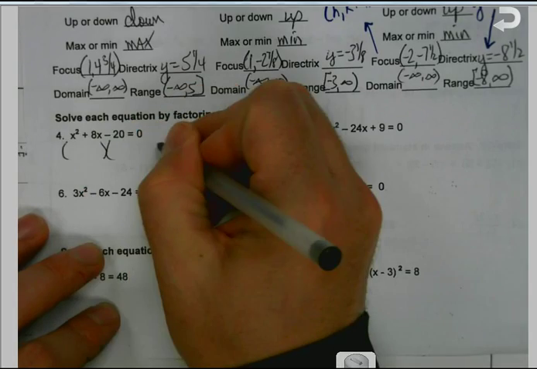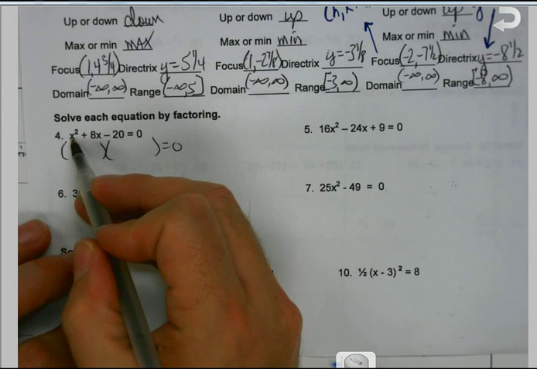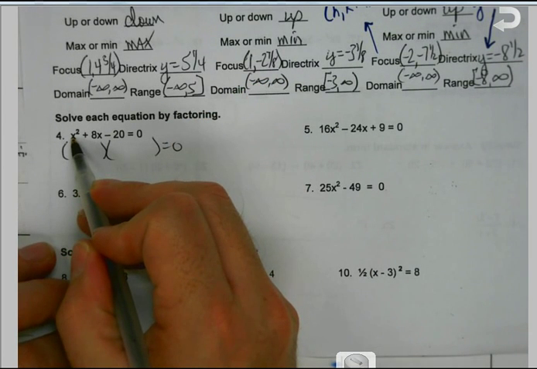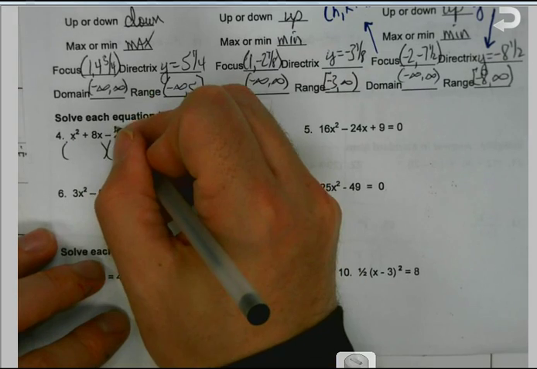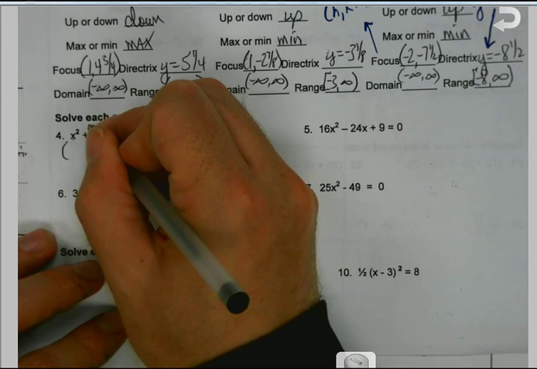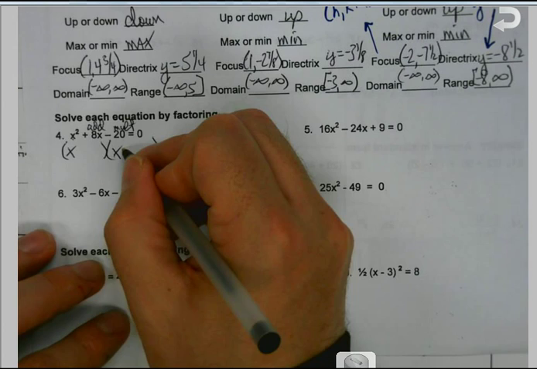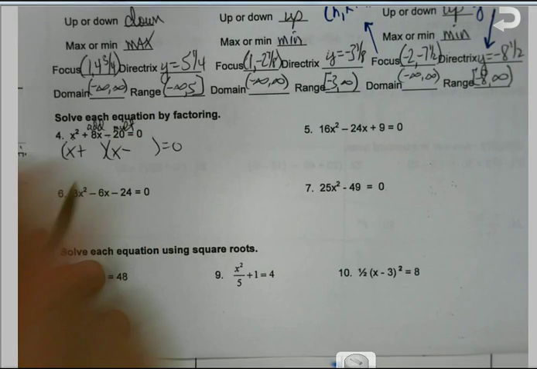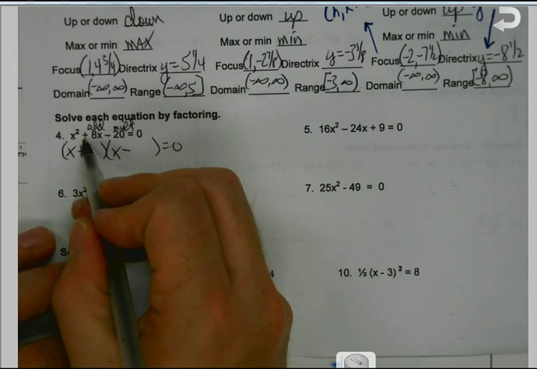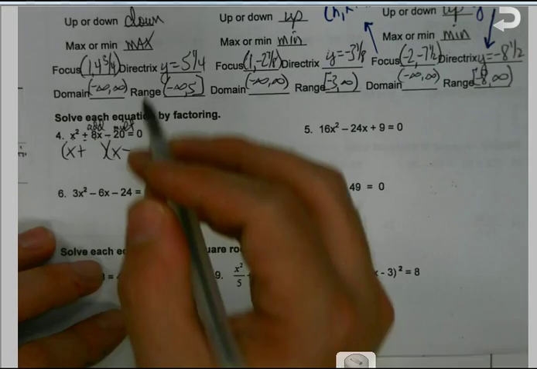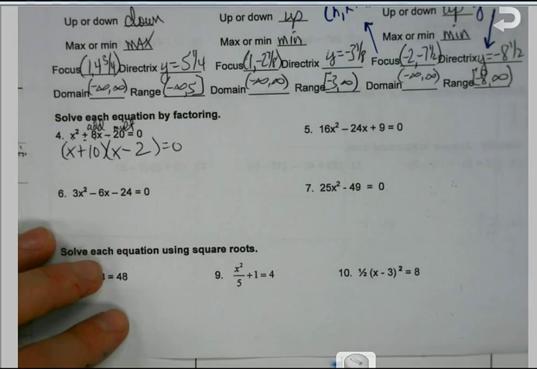Again, make sure on the solve, we're actually going to solve it. Again, with just an x squared coefficient of 1, I need to multiply to get negative 20 and add to get 8. I know it's going to be 1 negative and 1 positive because of the negative product. I know the bigger number is going to be positive because of the plus. And it looks like 10 and 2 would do it.